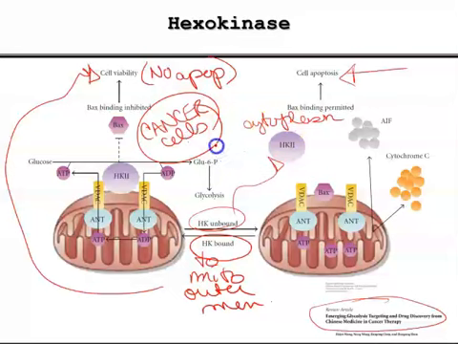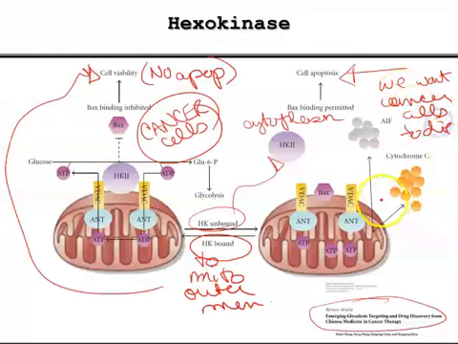If we could somehow target hexokinase 2 and prevent its docking to the mitochondrial outer membrane, that would be a benefit to the treatment of cancer because, right, we want cancer cells to die. Also note here that cytochrome C present in the cytoplasm will induce apoptosis.